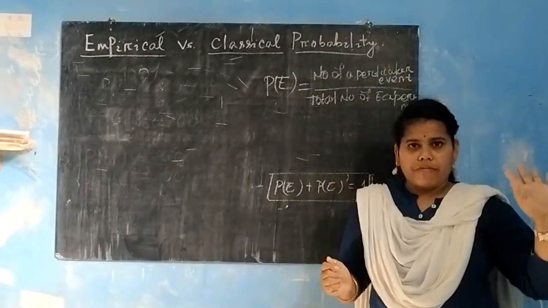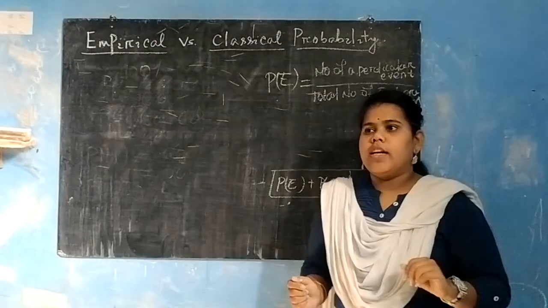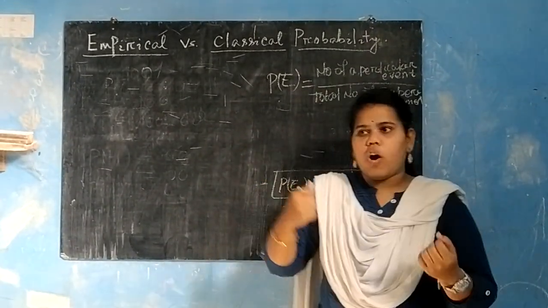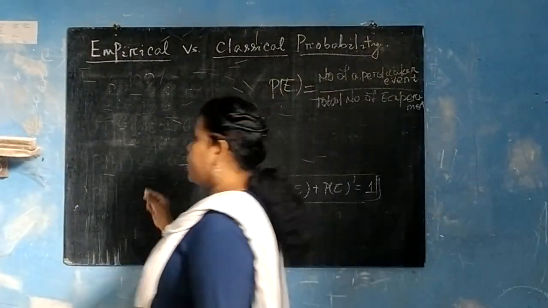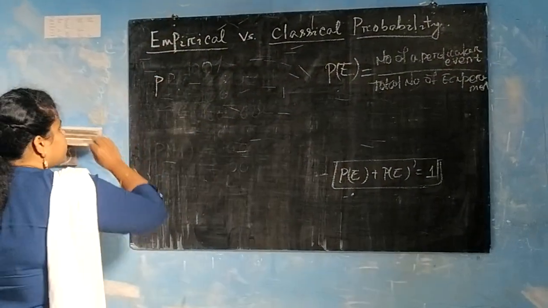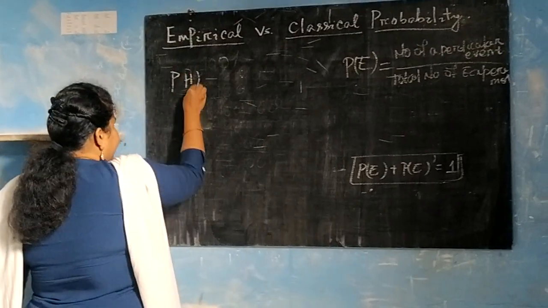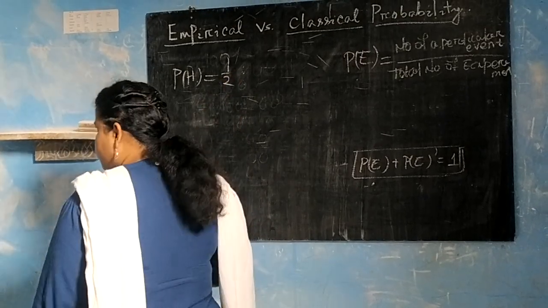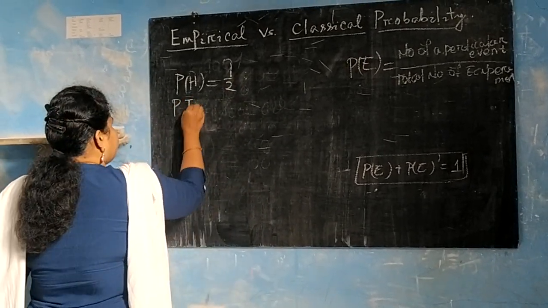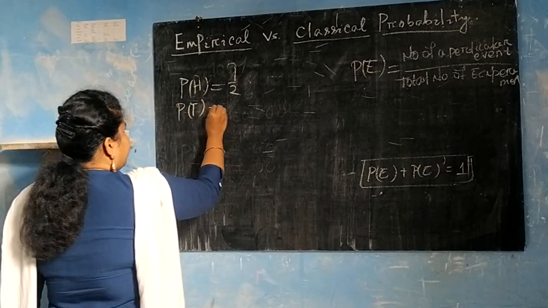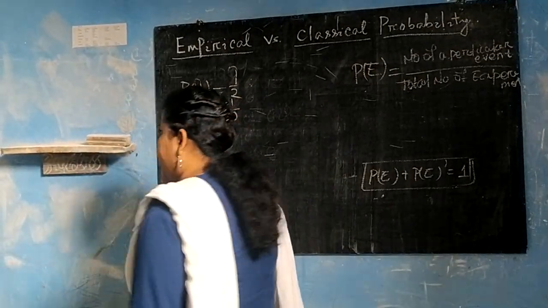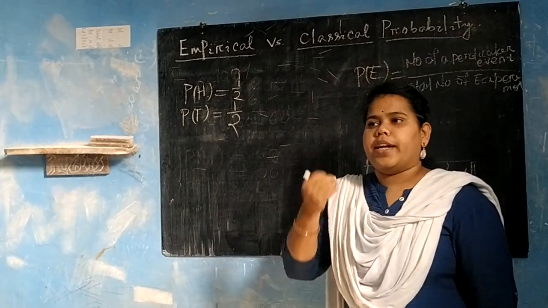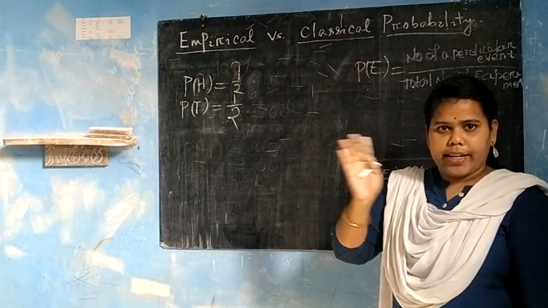Never become 3, 4 or 5. That is always 2. That means we actually get head or get tail. So then when we toss a coin, what is the chance of getting head? Chance of getting head is equal to 1 by 2. Then chance of getting tail, PT, is also equal to 1 by 2, because when we toss a coin, there is 50% chance of getting head and 50% chance of getting tail.